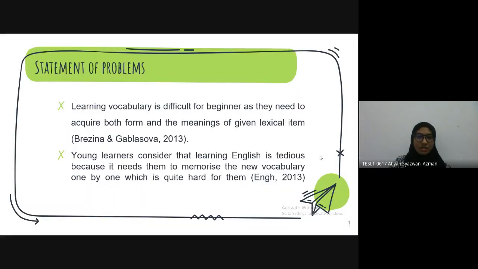So the statement of problems: learning vocabulary is difficult for beginners as they need to acquire both form and the meanings of a given lexical item, Brezina and Gablazova, 2013. Young learners consider that learning English is tedious because it needs them to memorize the new vocabulary one by one, which is quite hard for them. So by having songs in the teaching and learning session, it will lead the pupils to have an attractive and attentive learning environment.